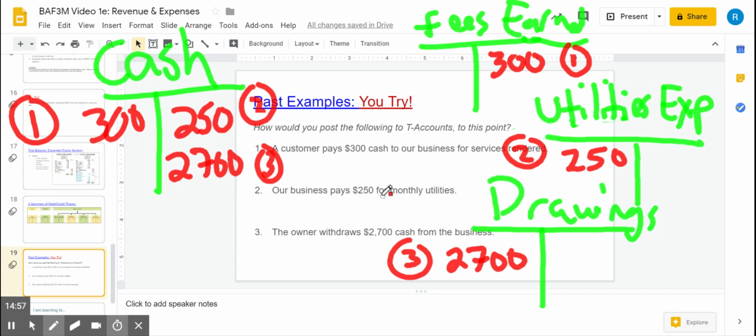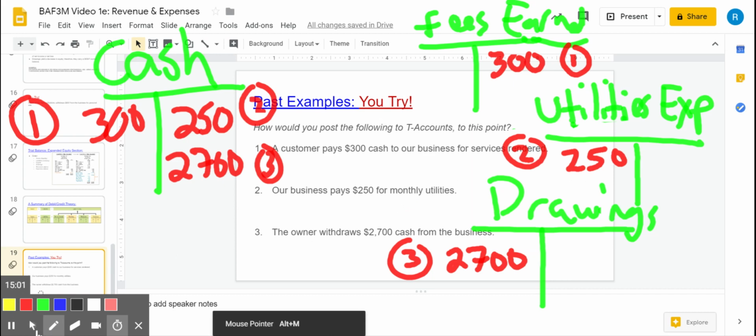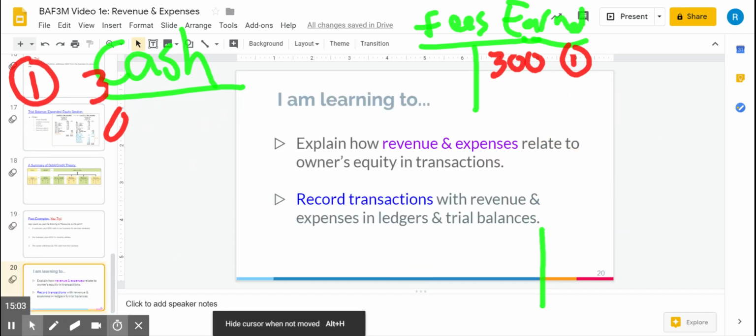Please let me know if you have any questions about why these answers are the way they are. So just look at transactions 1, 2, and 3. Thank you so much for sticking with this video. Here are the learning goals one more time. Hopefully you feel a little bit more comfortable with transactions.